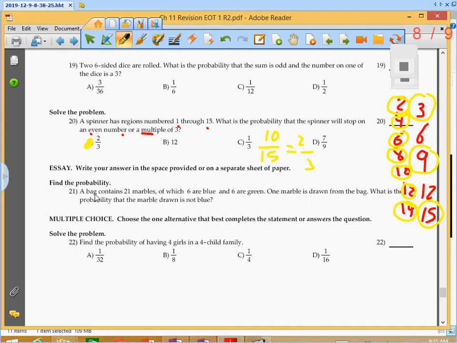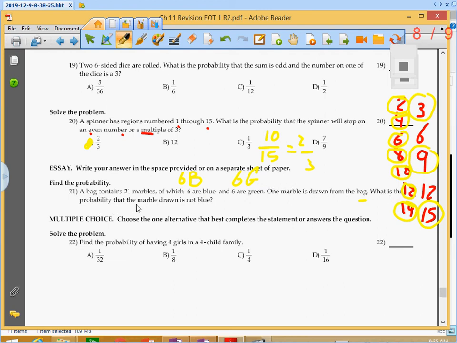For number 21, a bag contains 21 marbles. 6 are blue, 6 are green, and 1 marble is drawn from the bag. 6 and 6 is 12. 12 out of 21, so the rest is 9. I don't know what the third color is, but the number of the rest is 9 of different colors. 1 marble is drawn.